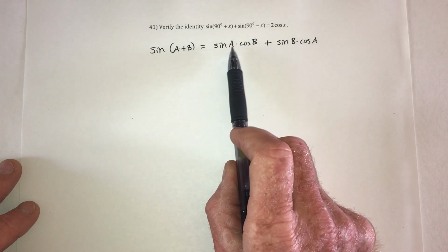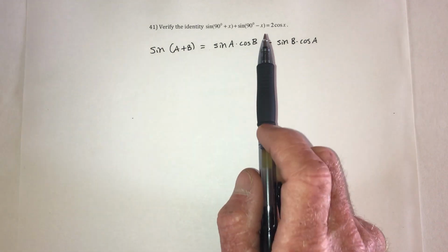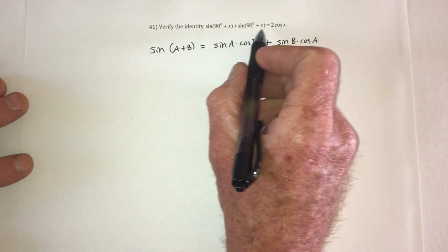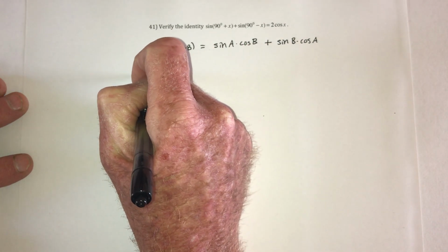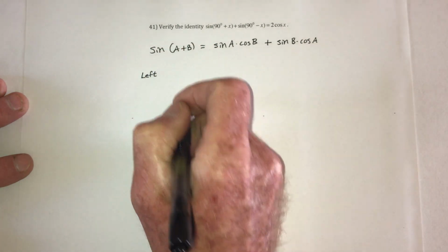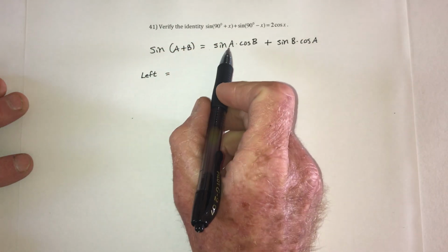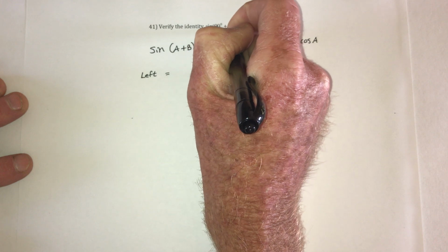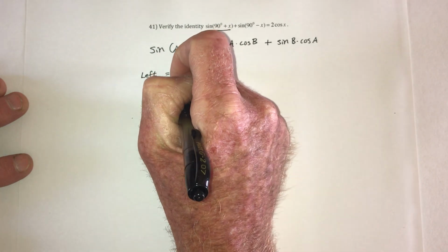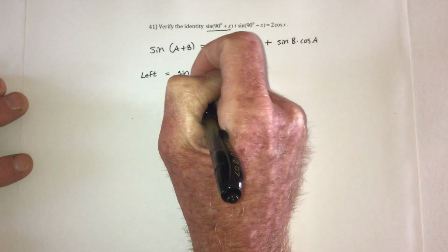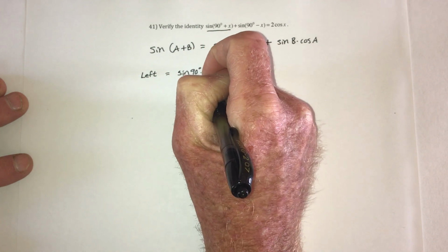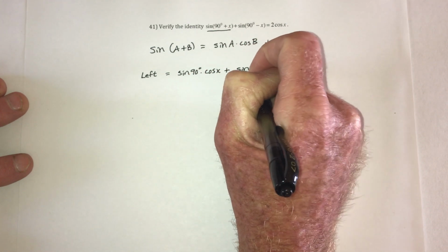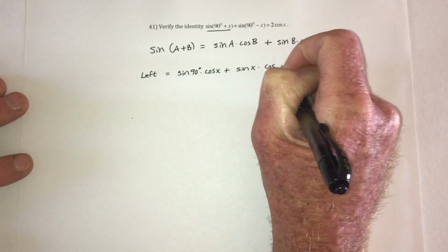So this is going to be the 90 degrees, and that's going to be the x. Sometimes instead of writing out the whole thing again, I'll just abbreviate it. The left-hand side is equal to, and then go to work using this formula right here. For this one, that's the one I'm working on right now, it's going to be sine of 90 degrees cosine of x plus sine of x cosine of 90 degrees.